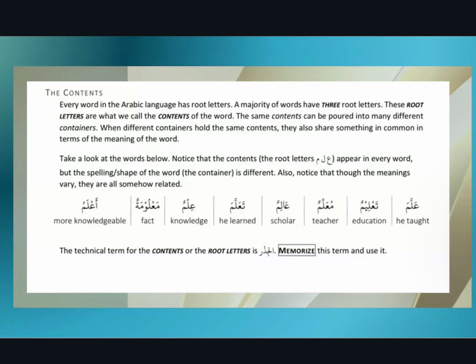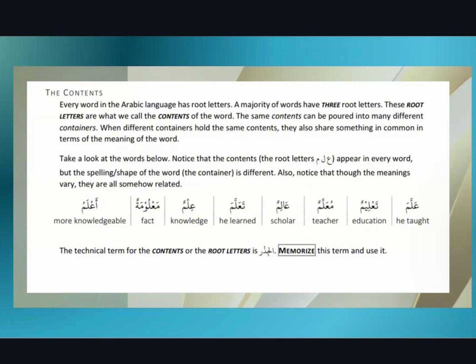Notice that the contents, the root letters, ain, lam, mim, appear in every word, but the spelling or shape of the word, the container, is different. Also notice that though the meanings vary, they are all somehow related.